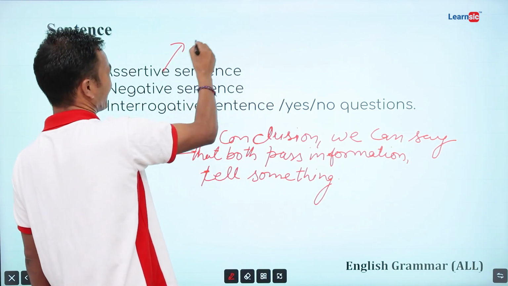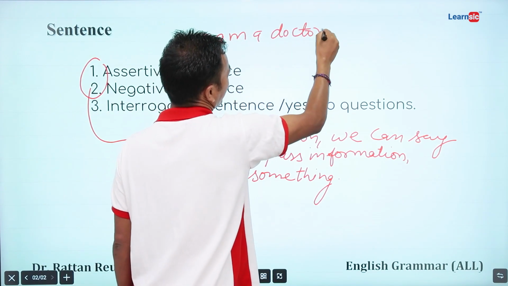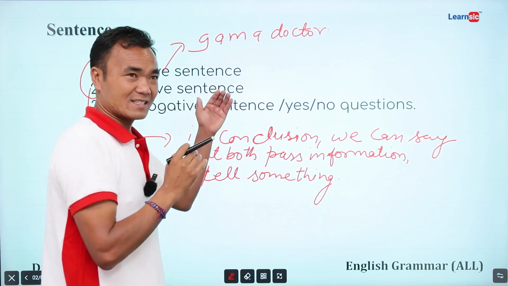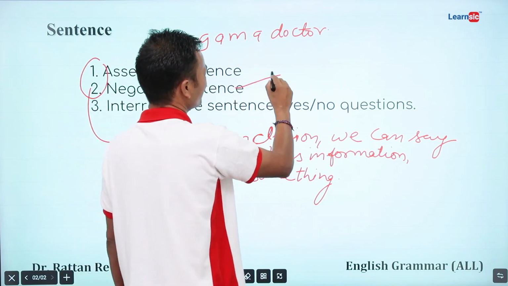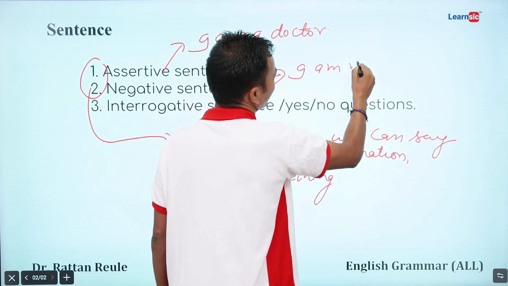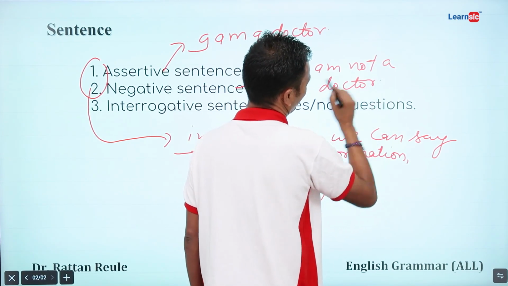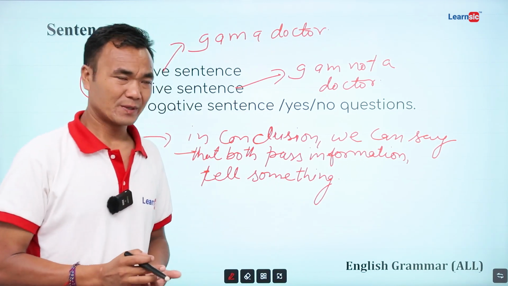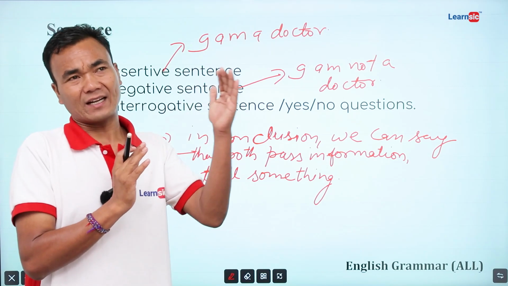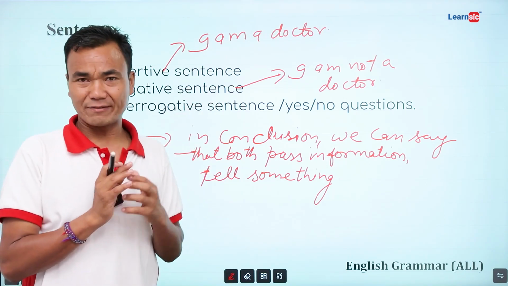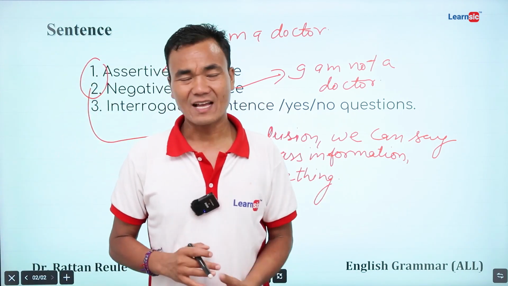And one statement is, I'm a doctor. One example: I am a doctor. It is a statement, an example of an assertive sentence. And the same sentence you can say as, I am not a doctor. I'm not a doctor, right? So the function is the same: to tell, to let others know, to pass the information. In one sentence, I am a doctor. In another sentence, I am not a doctor.